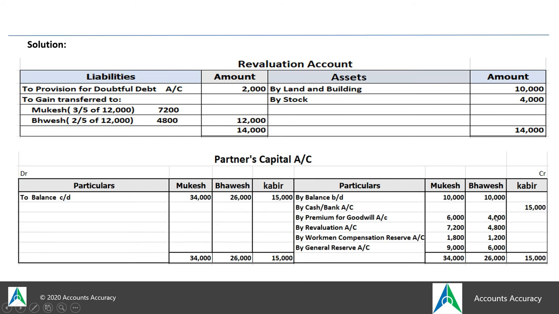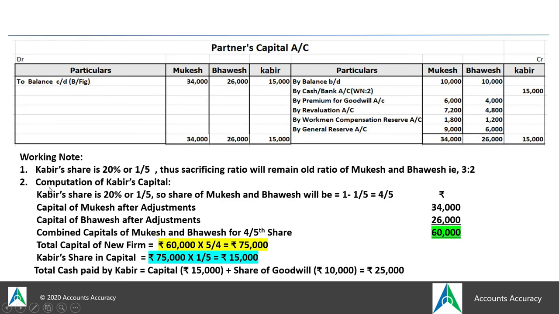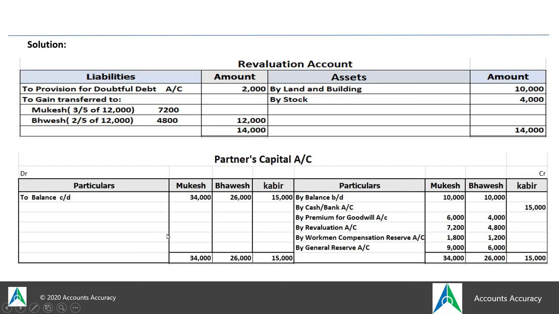So let's see how this 15,000 will be calculated. For that, what we need to do? We need to find out the adjusted capital of Mukesh and Bhavesh first. After posting all these entries, we calculated the balancing figures of Mukesh and Bhavesh, which are coming 34,000 and 26,000. So these two are the balances of Mukesh and Bhavesh's capital accounts.